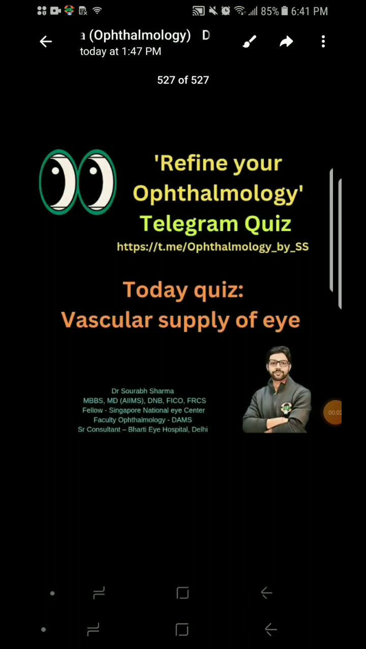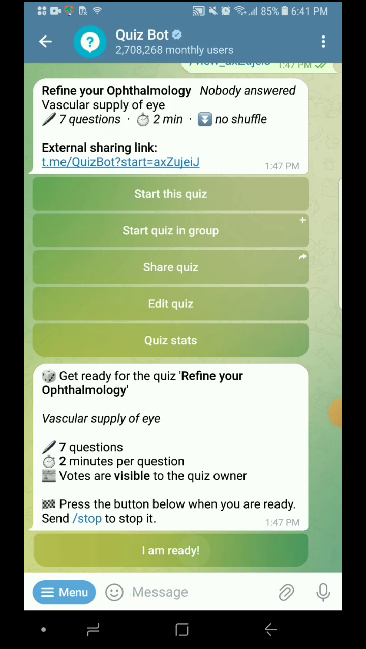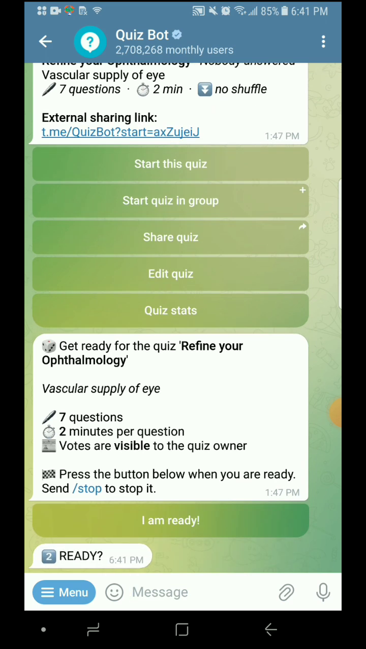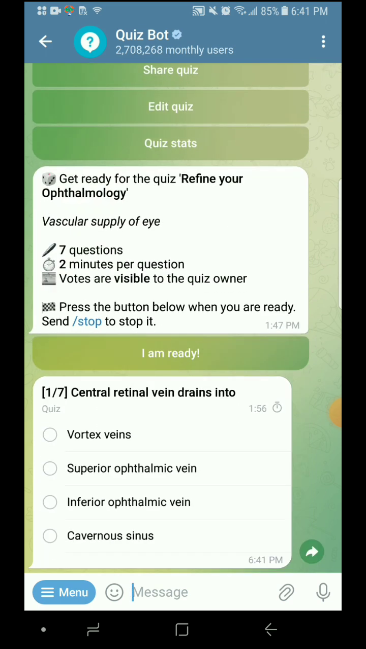So today's quiz on vascular supply of the eye. Let's see this quiz on Telegram. Okay, so I'm ready. The first question is: central retinal vein drains into.